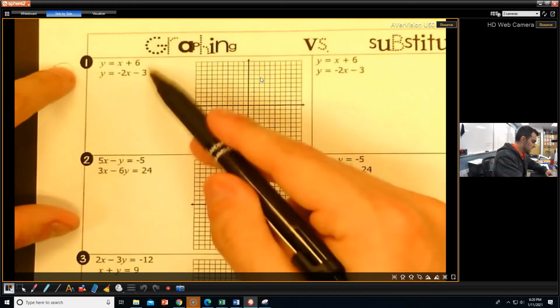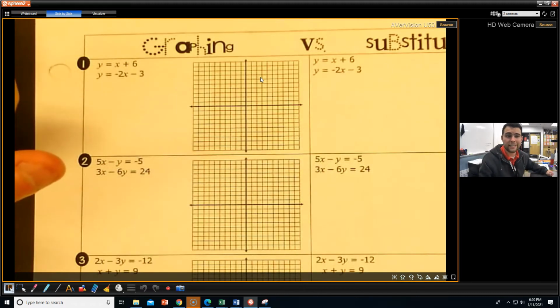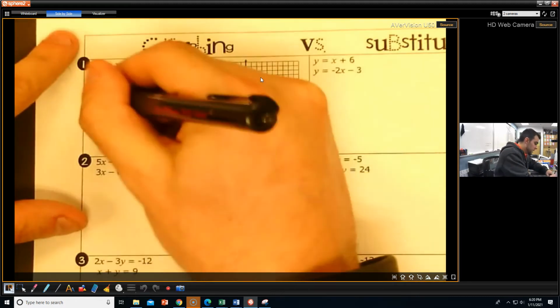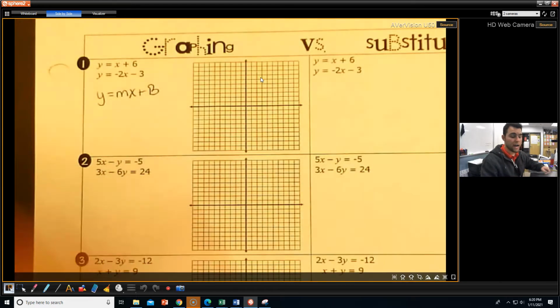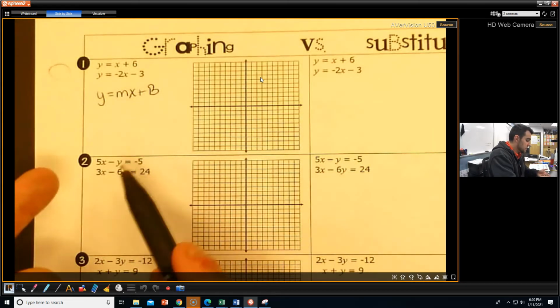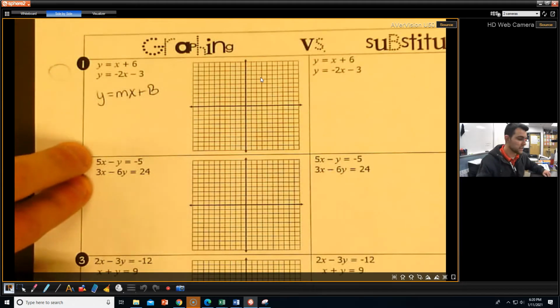So we have these two lines right here. Both of them are already written in slope-intercept form. They already look like y equals mx plus b, so I don't need to change them into y equals mx plus b. Compare that to something like number 2. Both of these need to be turned into slope-intercept form, okay?